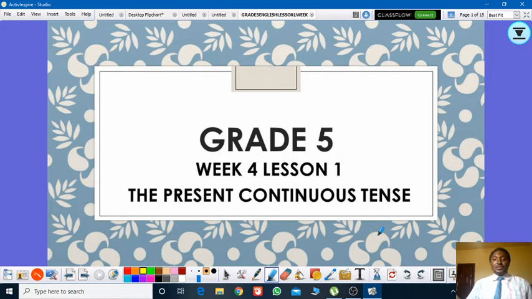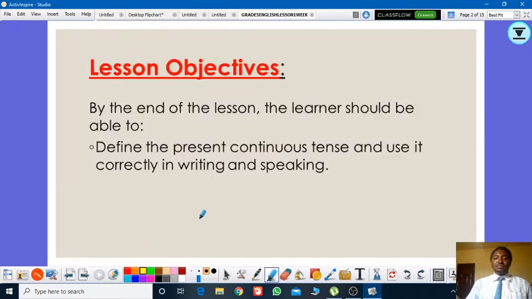So this is week 4, and our lesson 1 is we're going to learn about the present continuous tense. We have done most of these tenses: simple present, simple past. And today I would like us to learn about the present continuous tense. And after this lesson, you should be able to define.